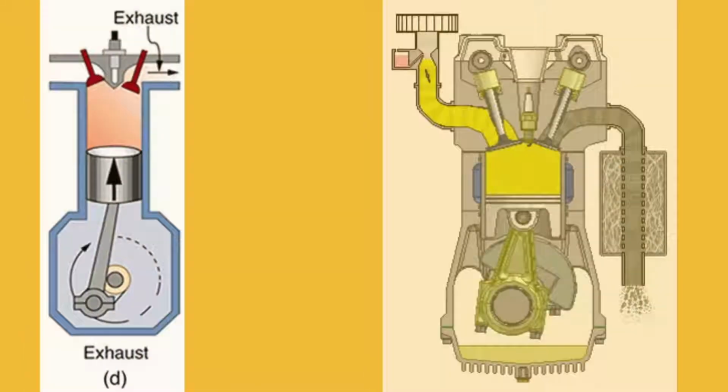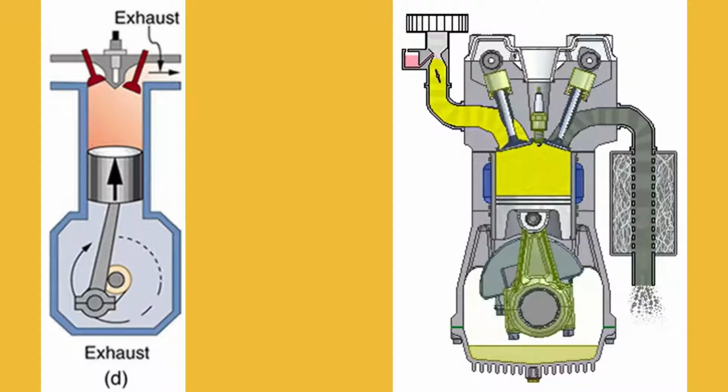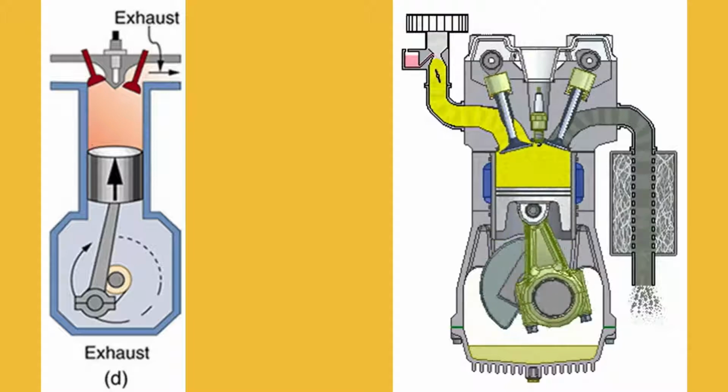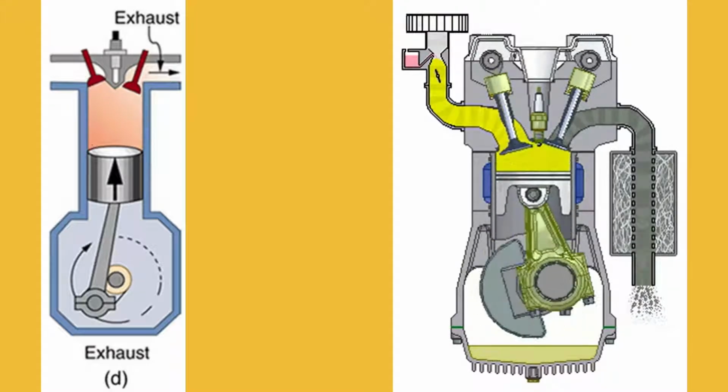And lastly, the piston comes up due to momentum once more. The exhaust valve opens and the rising piston pushes the exhaust gases into the exhaust. After this, the piston will fall down and the whole process will start over.